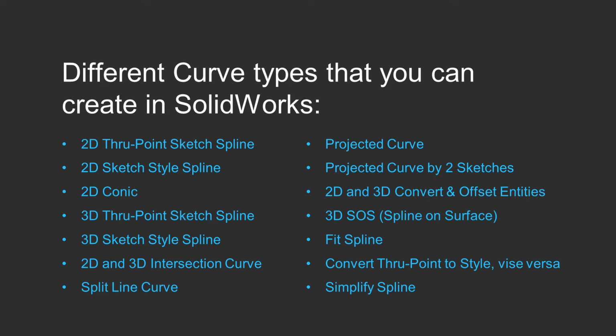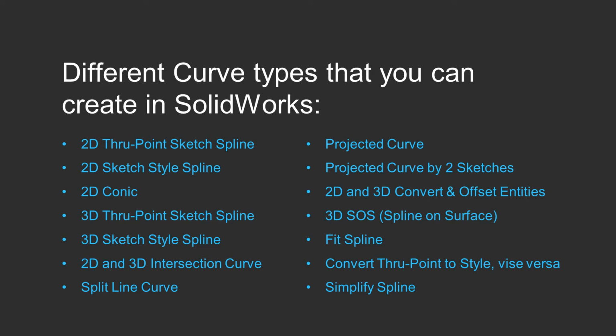You have the split line curve, which is basically creating a sketch and then splitting faces of your model or surface to change the topology. So there would be a model edge in that surface after splitting it with a 2D sketch curve. You can project sketch curves onto your model by creating a 2D sketch and then projecting it in a direction normal to the sketch plane onto a model face or surface.